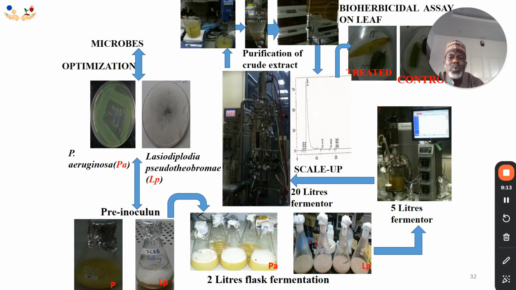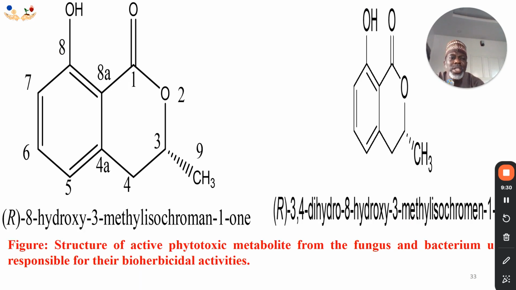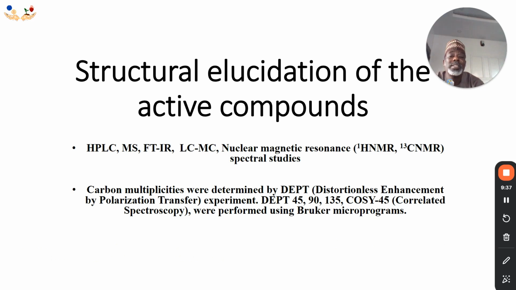And we went further to perform the metabolomic profiling of the bioherbicidal strains. This showed scaling up from 2 liters to a bioreactor of 1,000 liters, and the purification and characterization of the active compound. This shows the structural isolation of the compounds responsible for the bioherbicidal activity. We went further to establish the structure of the active compound using HPLC, MS, FTIR, GCMS, and proton and carbon NMR.